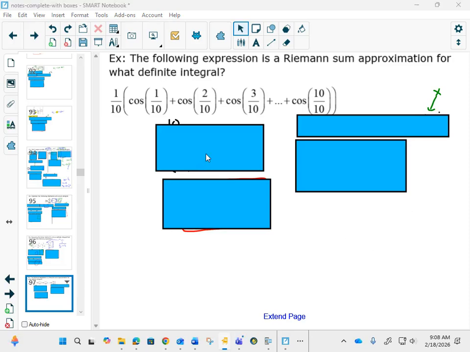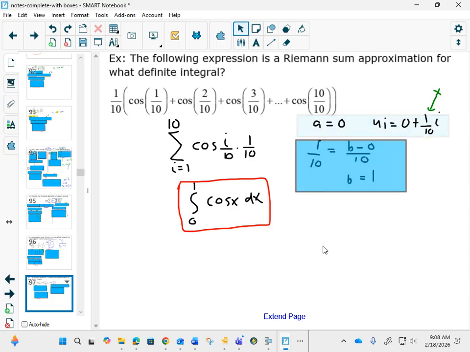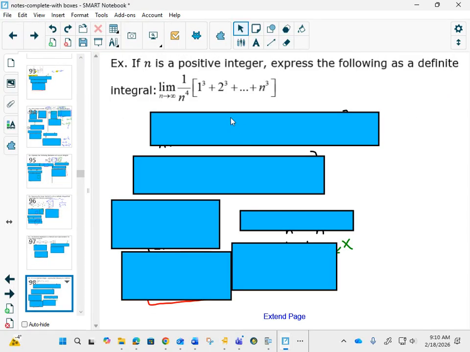Put up the answers for the first one so you can check how you did, and then you can try the second one there. All right, and here is the second one.